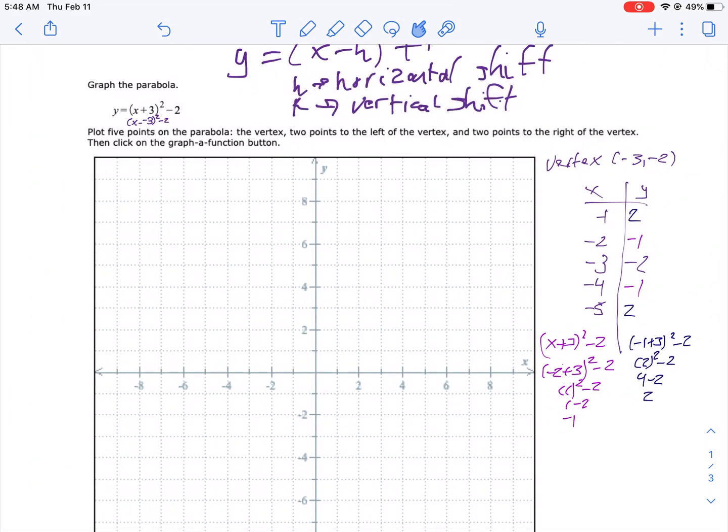Now let's plot those points. I know my vertex is at negative 3 and negative 2. When you're at negative 2, I'm going to be at negative 1. If I'm at negative 4, I'm at negative 1. When I'm at negative 1, I'm up 2. When I'm to the left 5, I'm up 2. And there is our parabola. And that's what you should have done. You didn't have a shift. You only had a vertical shift, and you had no horizontal shift at all.